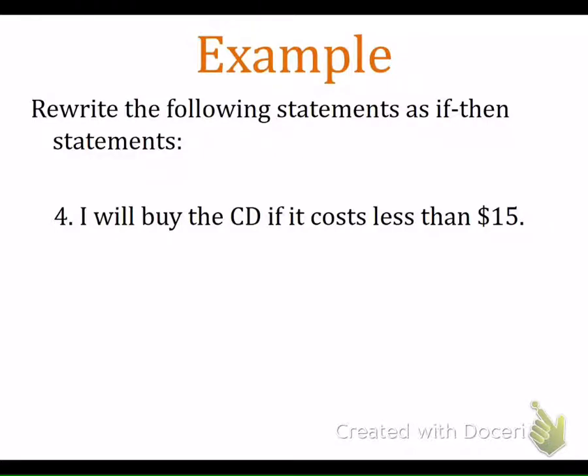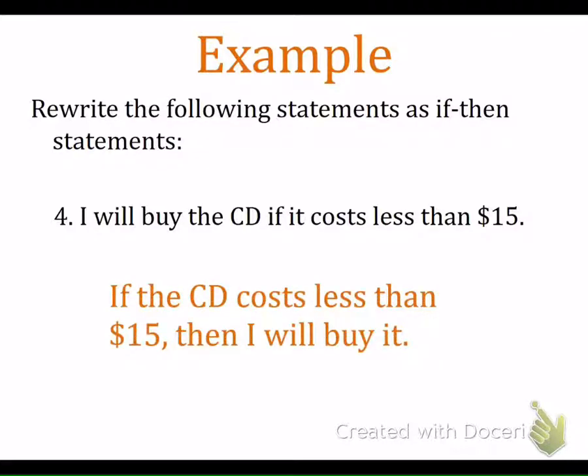This next one says, I will buy the CD if it costs less than $15. Yes. If it costs less than $15, then I will buy the CD. Good. I'm going to change the wording a little bit. Usually we don't use "it" unless we've established what we're talking about, so I switched your pronouns. If the CD costs less than $15, then I will buy it. Instead of "it" in the beginning and "the CD" in the end, I switched it. But yes, absolutely correct.